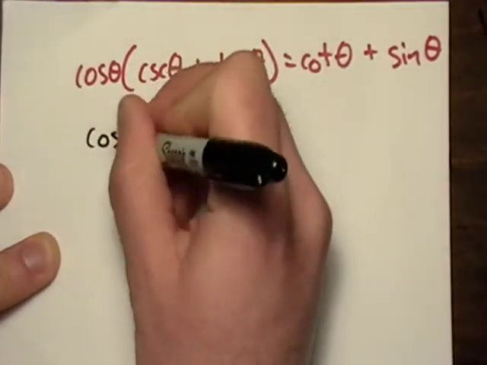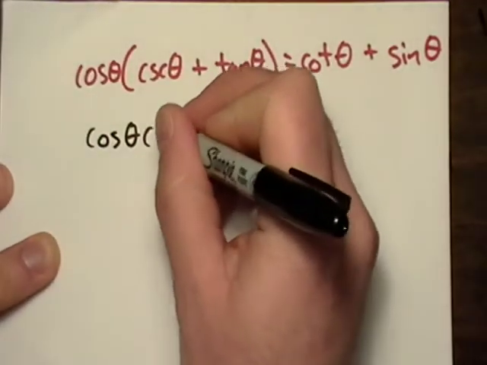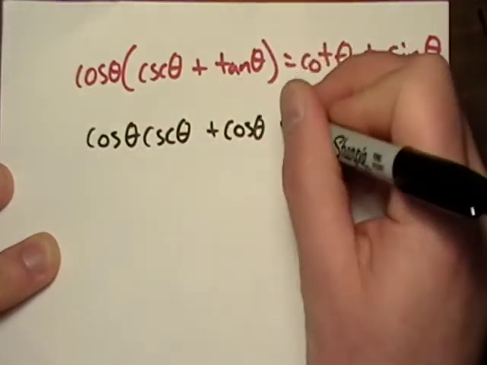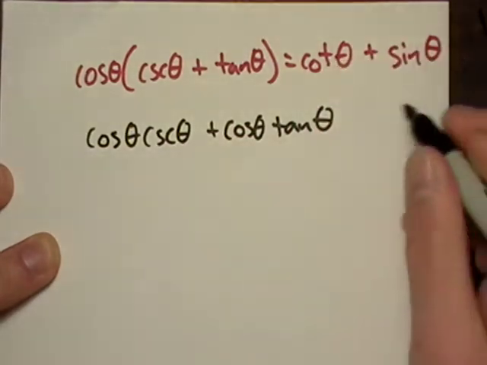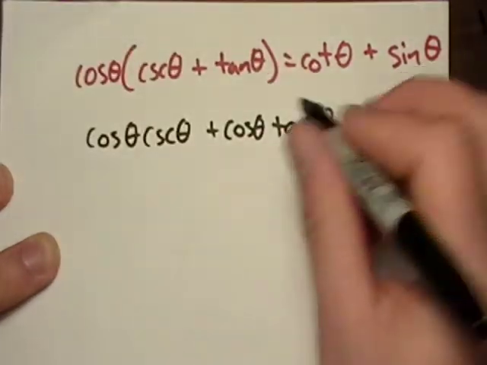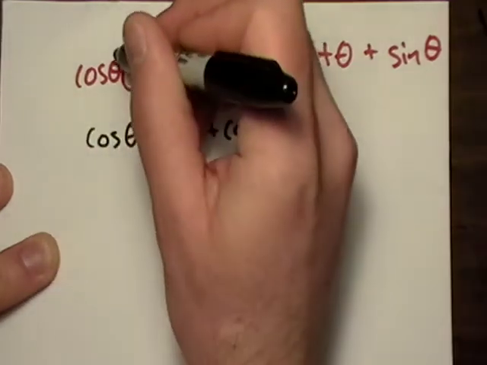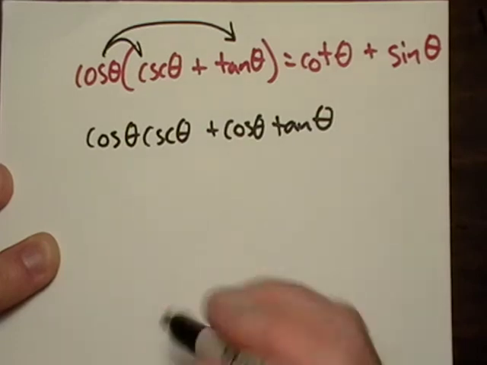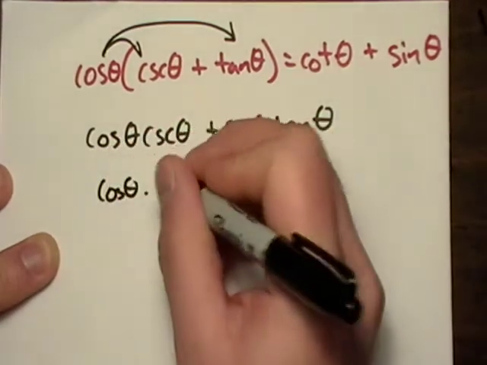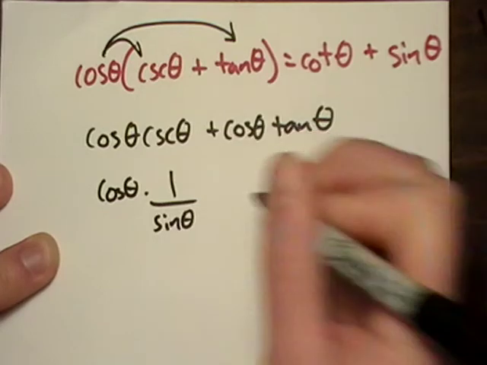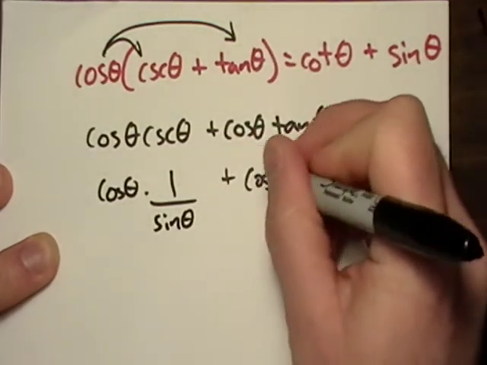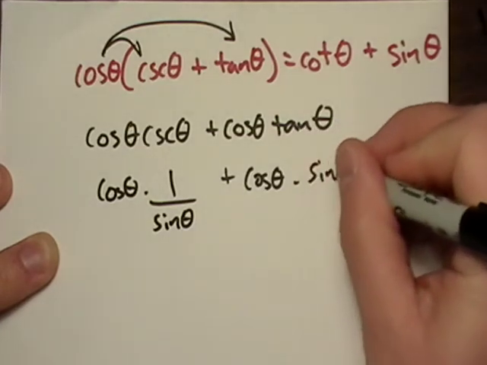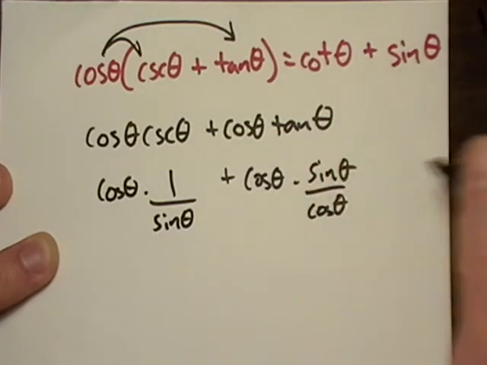So I'm going to go cosine theta, I'm just distributing. Okay, that's all I did. I just distributed cosine. Okay, so here I am. Now I'm going to go cosine theta times 1 over sine theta plus cosine theta times, what's tangent? Tangent is sine over cosine.